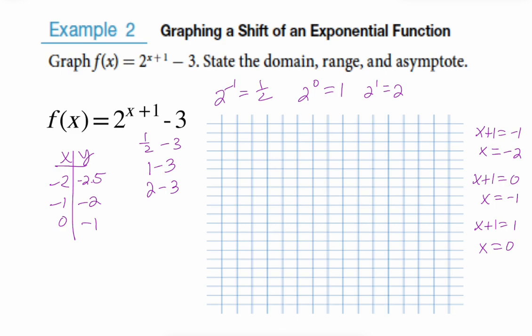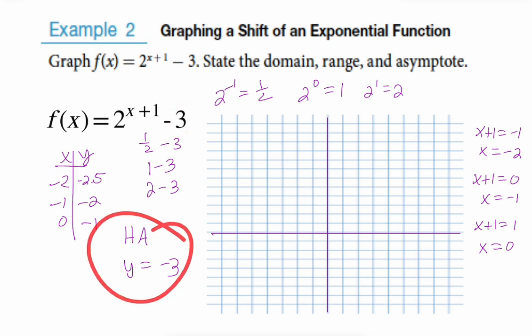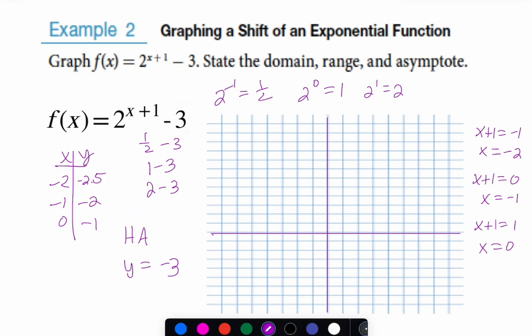So let's go ahead and set up our graph paper. Our horizontal asymptote this time has been moved down to -3. That was that D value up in the original general form. That is what moves it down. So let's put a horizontal asymptote down at -3. And I'll just keep my graph paper the way it is.